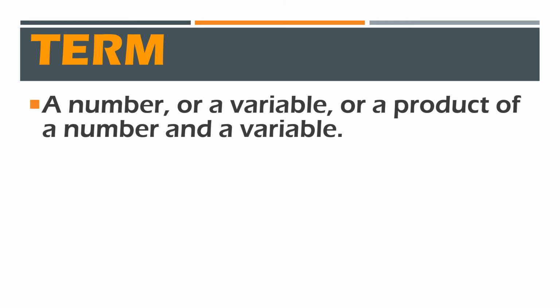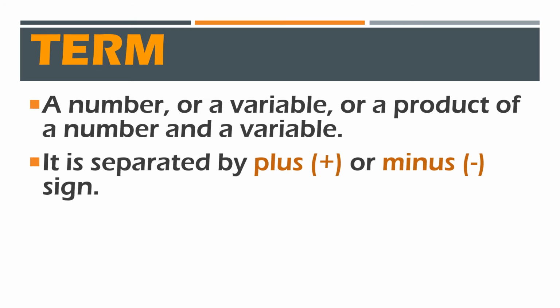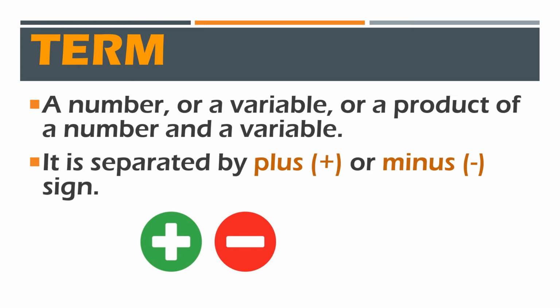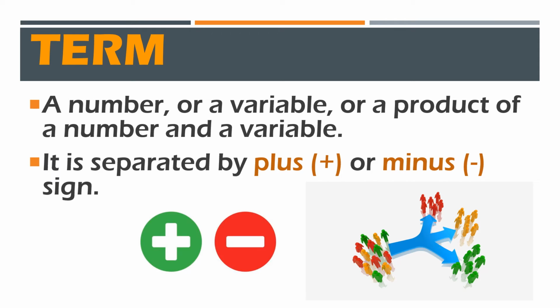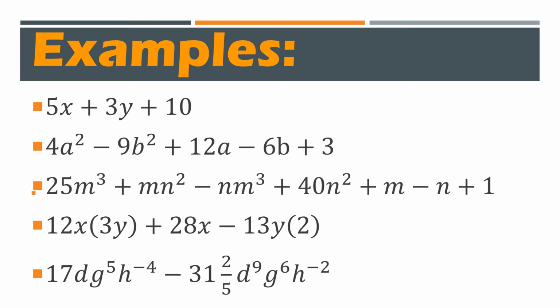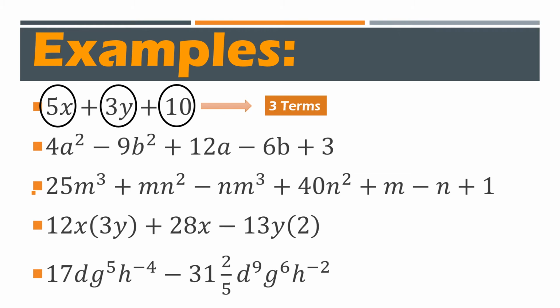Next is a term. How do we identify a term? A term can be a number or a variable or a product of a number and a variable. Remember that a term is separated by a plus or a minus sign only. Examples. Number 1. How many terms do we have? 1, 2, and 3. There are 3 terms.